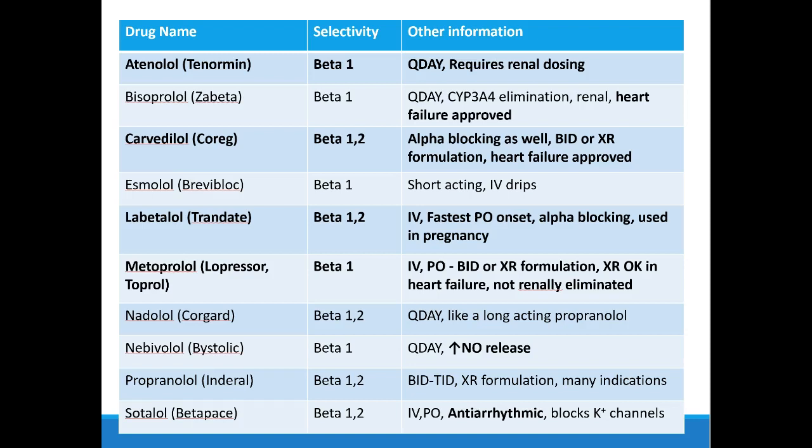Here are some examples of beta blockers. I bolded the ones that I think are most commonly used. Atenolol, carvedilol, labetalol, and metoprolol are probably by far the most common ones out there. The other ones have some roles here or there, but are not super popular.